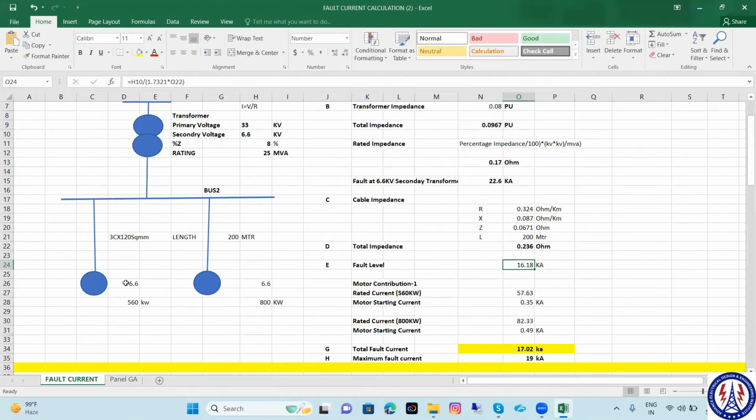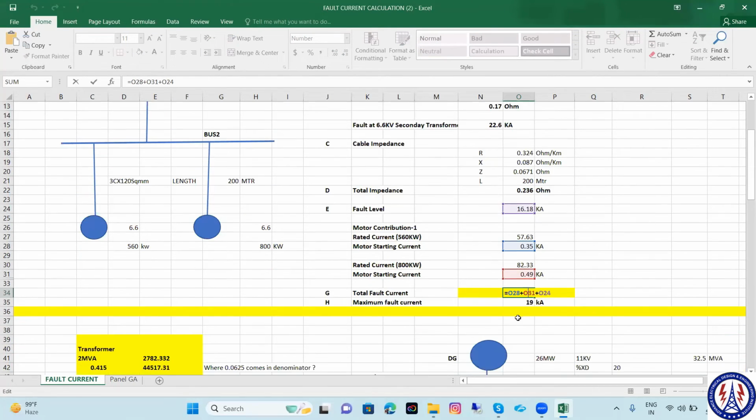Here you can see my motor is rotating, so it also contributes to the fault current, because the motor has a natural magnetic field which will contribute to the fault current. That value will be not more than the starting current. So I am using the starting current of both the motors, which is 6 times the current. Here also it is 6 times. So I am adding this fault current with the motor contribution, and I am getting this fault current value of 17.02.